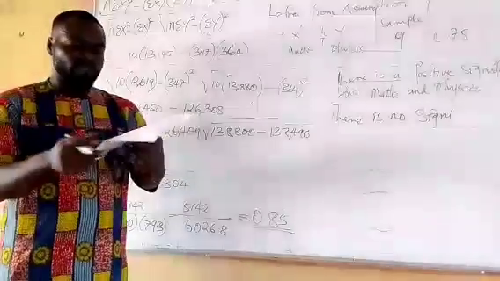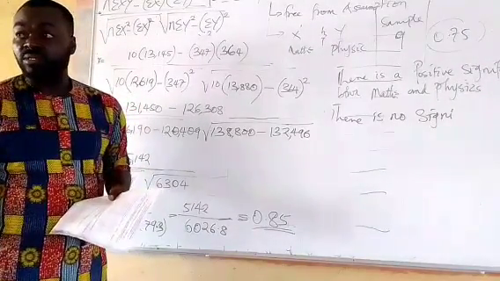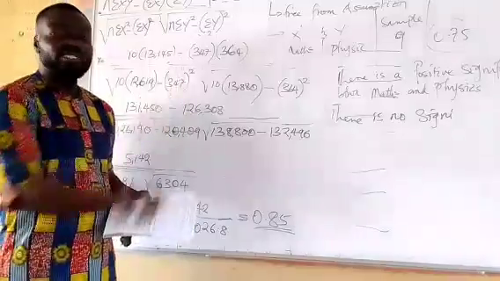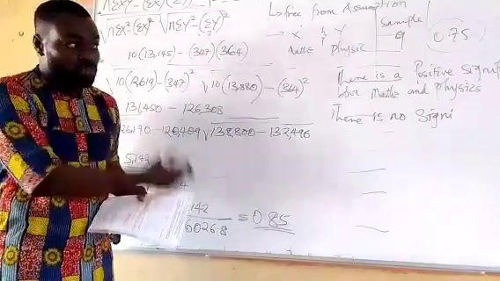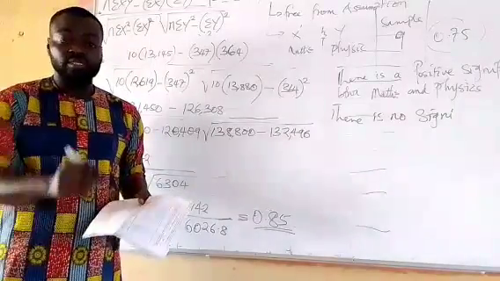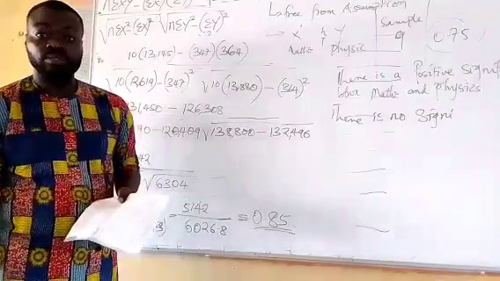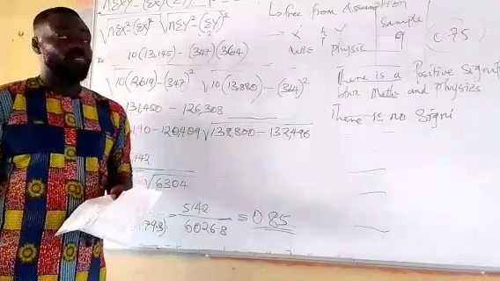Now the further one is test the formulated hypothesis. So should we test it? I finished writing it. Just write it out there. I said there is no significant relationship between maths and physics. Just write it somewhere. There is no significant relationship between maths and physics.